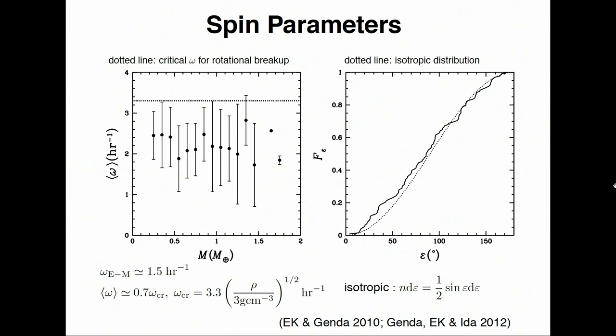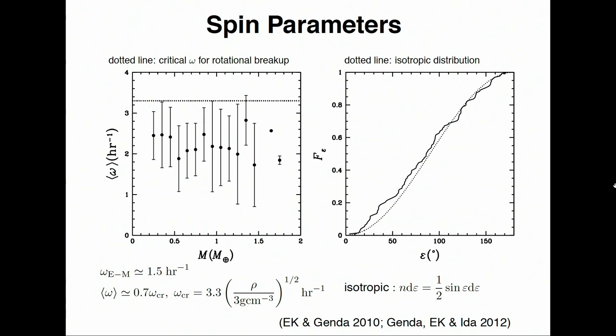And the effective spin angular velocity of the Earth-Moon system is 1.5 radian per hour, and the mass is 1 Earth mass, right? Here, like this. So maybe the present Earth-Moon system is reasonably within the 1 sigma of the results of these simulations.